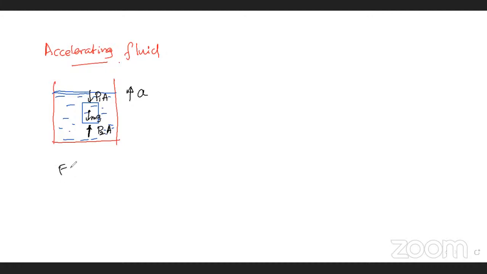So then you can apply F equals ma: P2A minus mg minus P1A equals ma, because of the mass and acceleration upward for this body. Then you can write this as P2 minus P1.